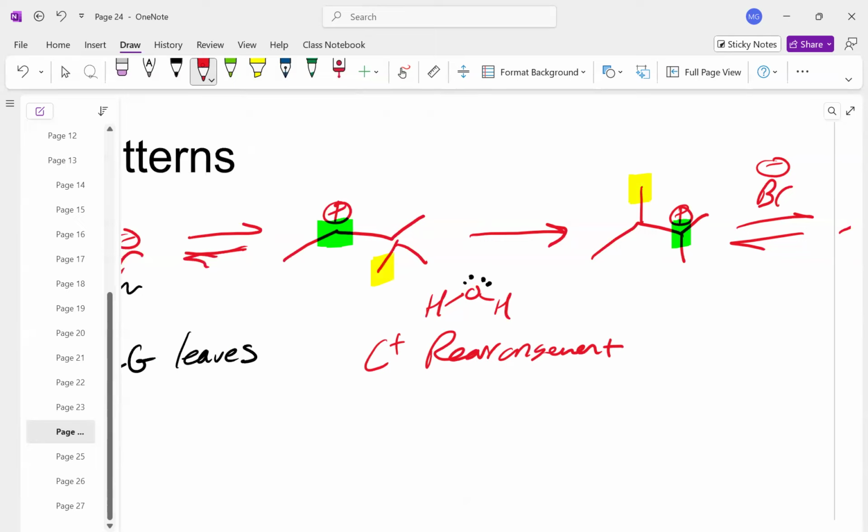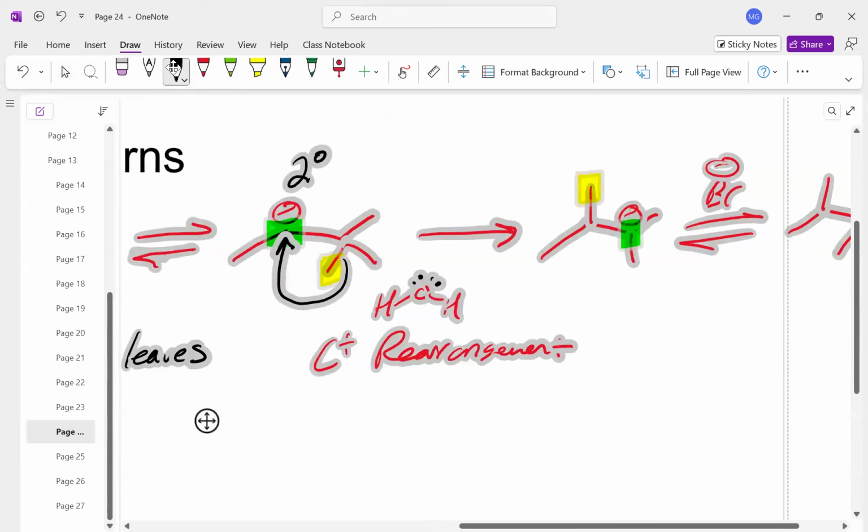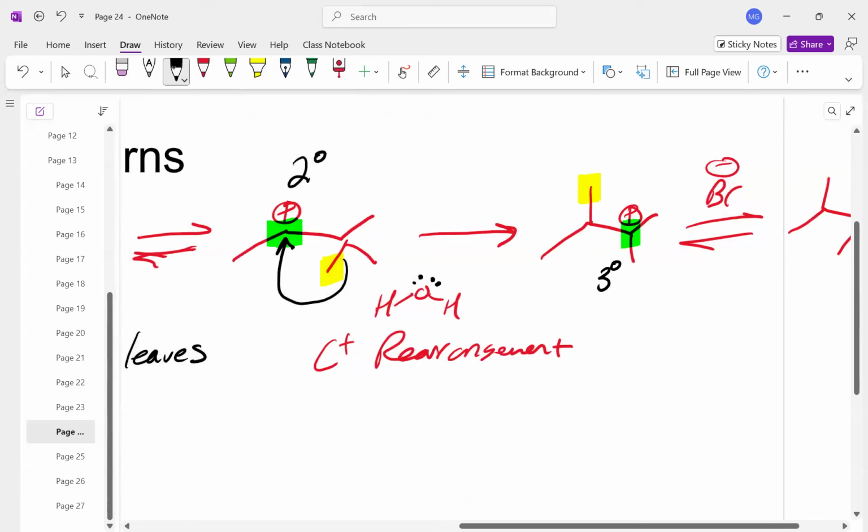Okay, so I'm going to take that carbon I highlighted in yellow, and it's going to move with its electrons over one carbon. I'm just going to go adjacent. That's as far as I can go. Now, what is the justification for this? Well, this was a secondary carbocation. Now it's a tertiary carbocation.